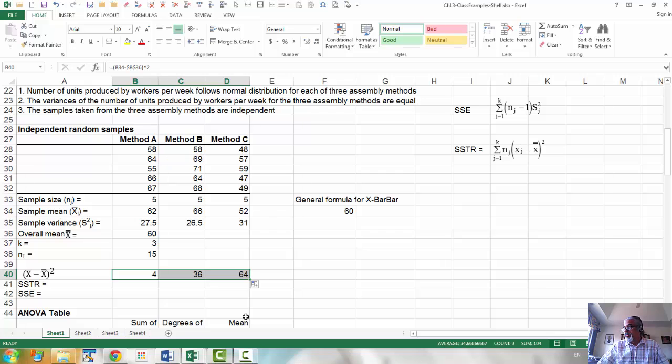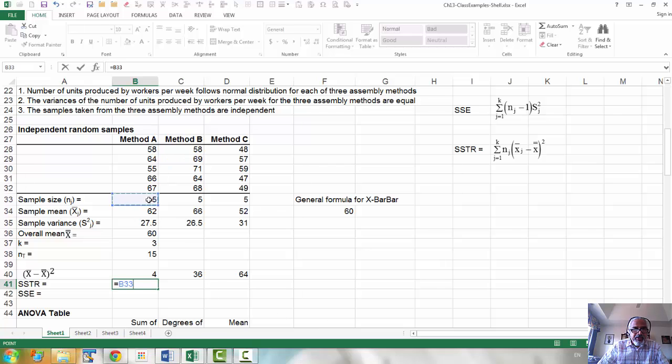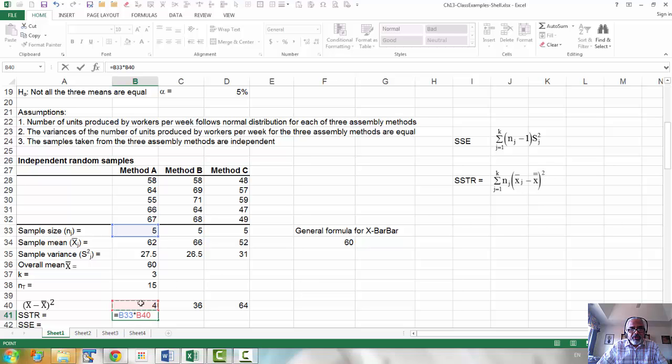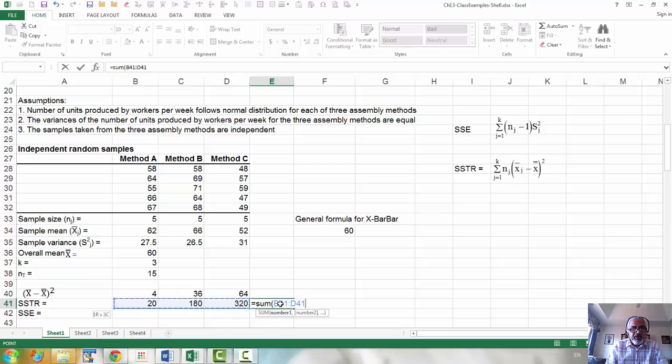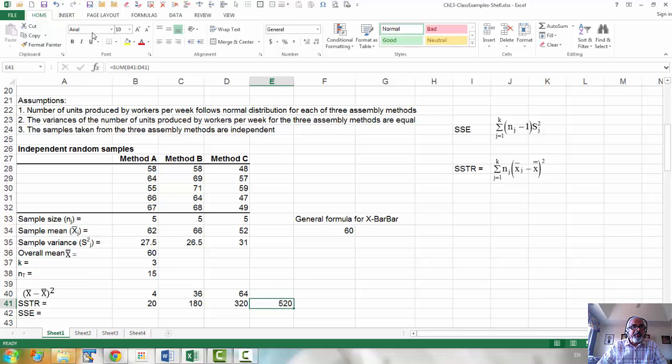Okay. So now for the SSTR, we'll multiply the squared difference between x bar and x double bar with the sample size. So n sub j times that. So that's what this is: n sub j times x bar sub j minus x double bar squared. Now we copy that across. Now if you sum these three, that is SSTR. So that one is SSTR. So let's put a box around it. So that's our SSTR.